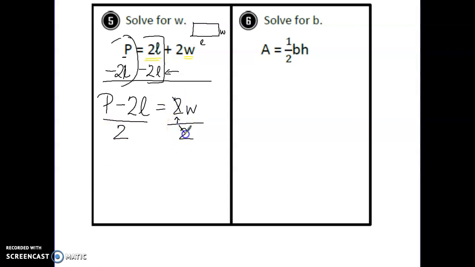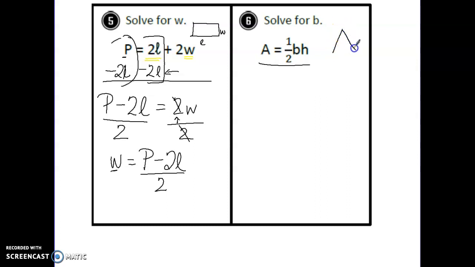Those are common factors. They're going to cancel out, and you should solve for W equals P minus 2L divided by 2. So the width of your rectangle is the perimeter minus twice the length, and then divide it by 2. Here's another formula you're going to recognize.